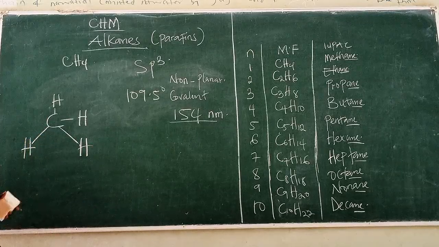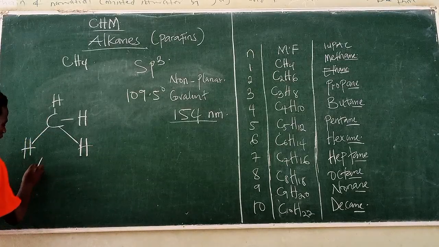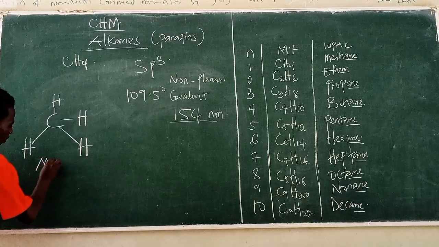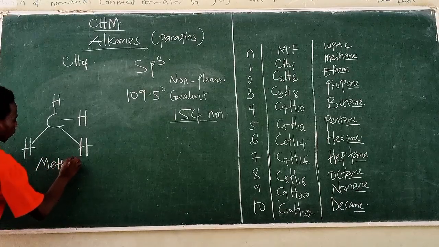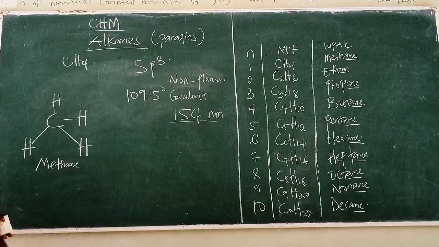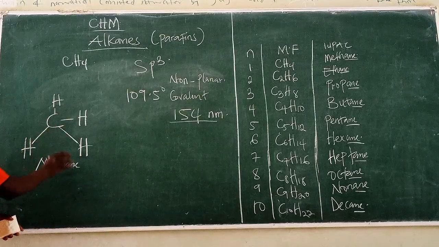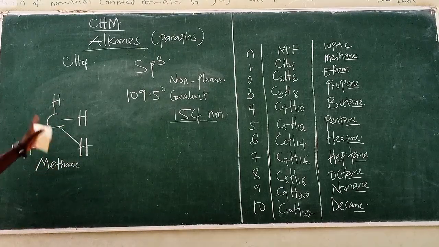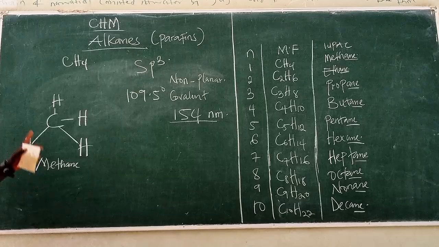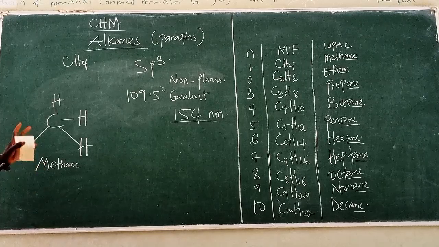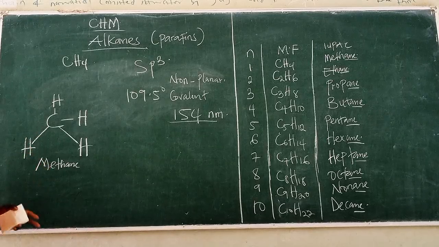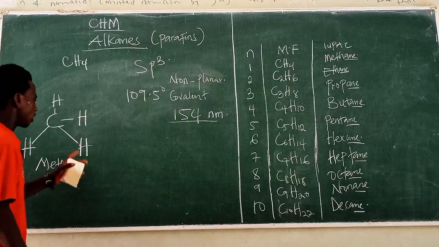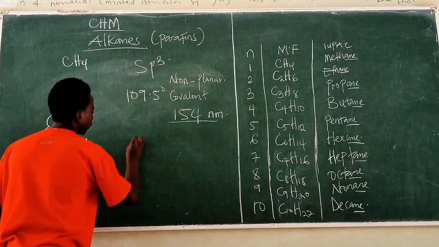This is the structure of methane, a carbon that is covalently bonded to 4 other hydrogen atoms, with a bond length of 154 nanometers at a bond angle of 109.5 degrees.